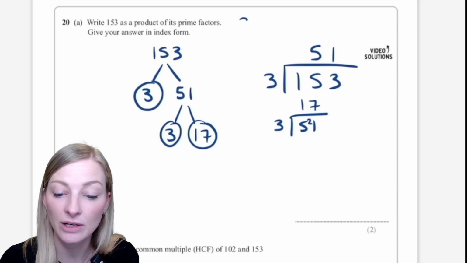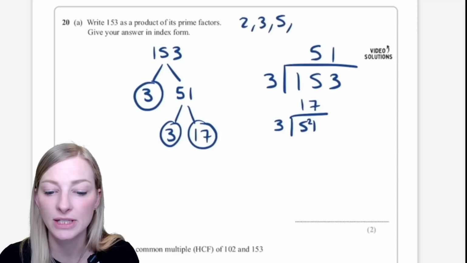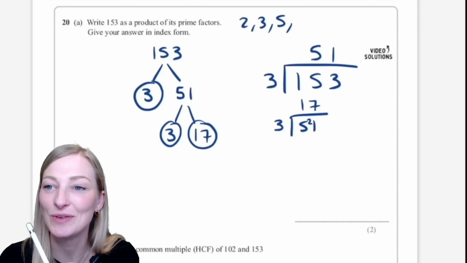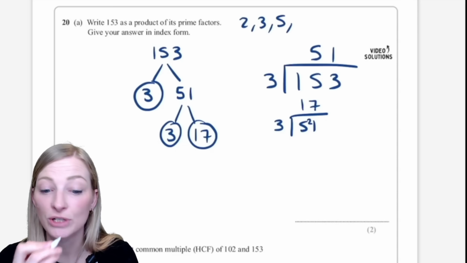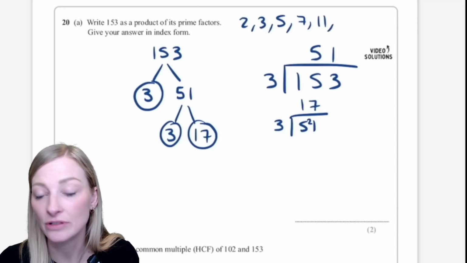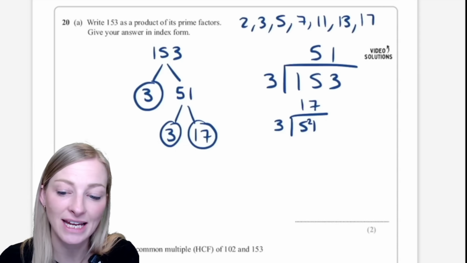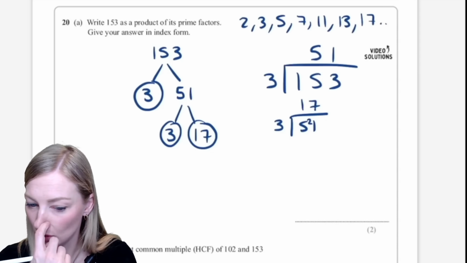We circle a number if it is prime. Your prime numbers are numbers that are only divisible by 1 and themselves to give a whole number answer. We've only got 2 factors. They're only in the 1 times table and their own times table. The first prime number is 2, then 3, then 5, then 7, then 11, not 9 because it's in the 3 times table, then 13, 17, and so on, okay? So those are all my prime numbers.